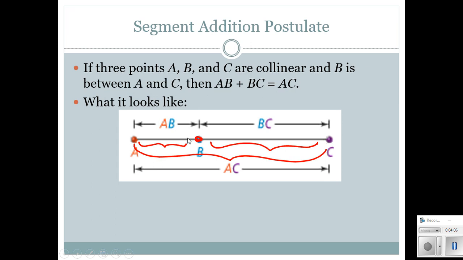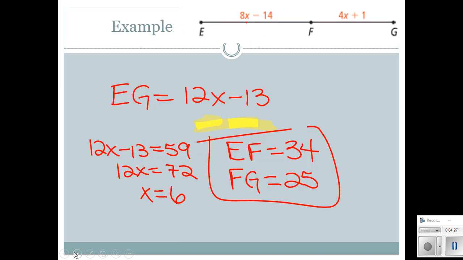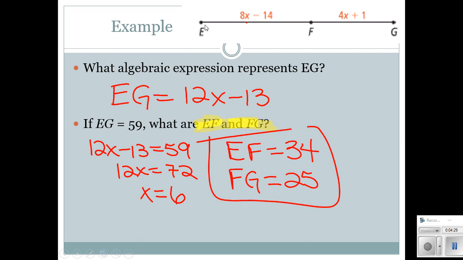If you add this plus this, the entire line segment is AC. This is called segment addition postulate because these are line segments. We will use this postulate a lot throughout the year. So let's take a look at this line. You have line segment EG. F is here. So EF plus FG equals EG, right?